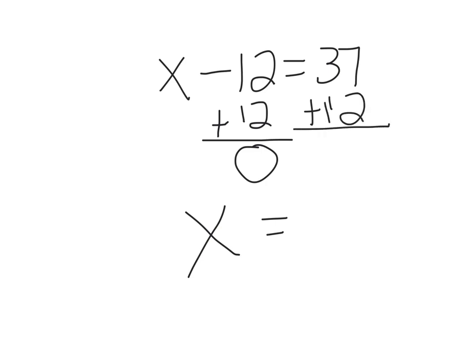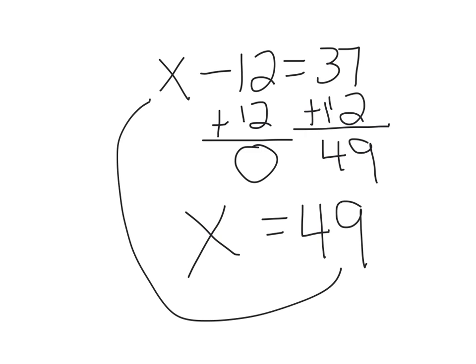So 7 plus 2, 3 plus 1, and I have just solved for x. X is 49. We can also take this, put it back in there to test it out. 49 take away 12 will equal 37.